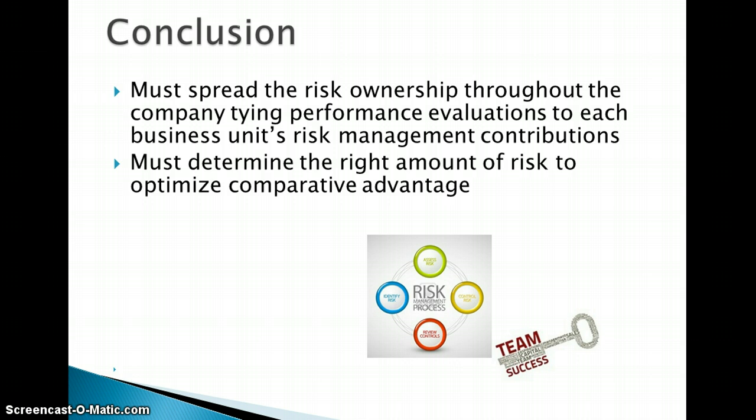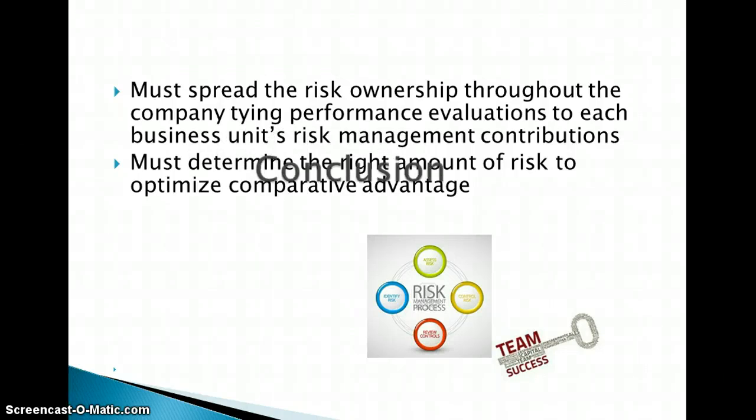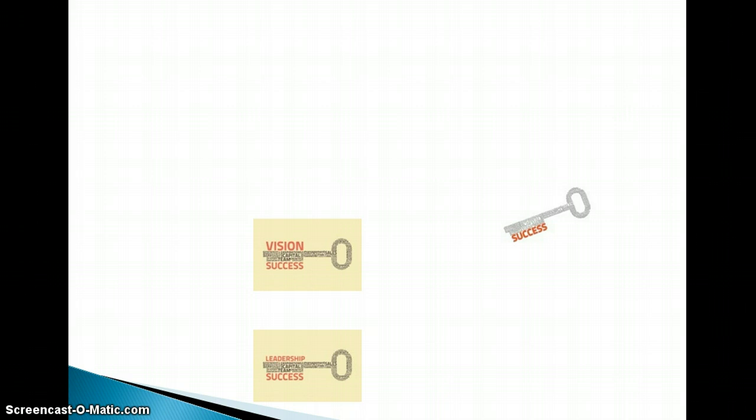So in conclusion, Reardon Manufacturing's new process design will use technology to increase quality control and quality assurance, inventory management, and supply chain management. So it's very important to determine the right amount of risk to optimize comparative advantage, and one effective way of accomplishing this goal is to spread the risk ownership throughout the company by tying performance evaluations to each business unit's macro and micro risk management contributions. This bridges the risk management gap from theory to practice.